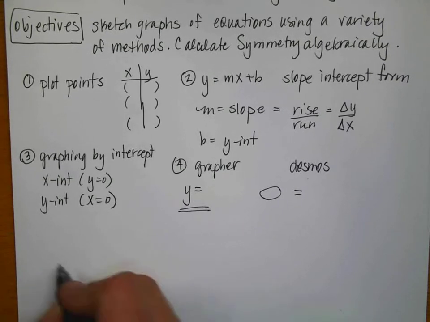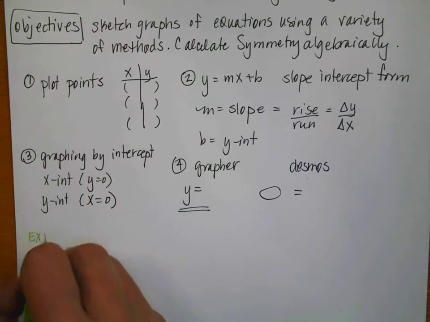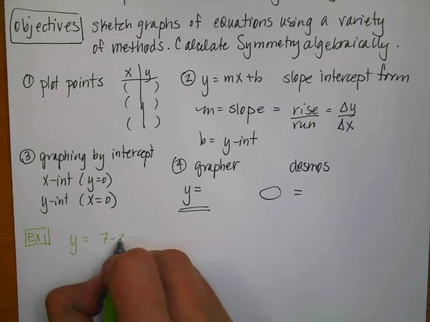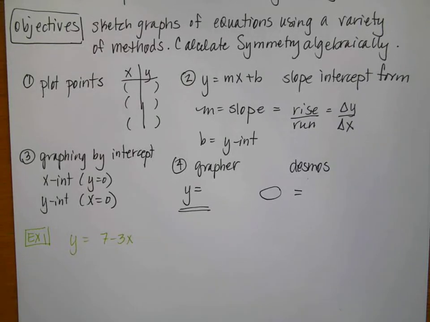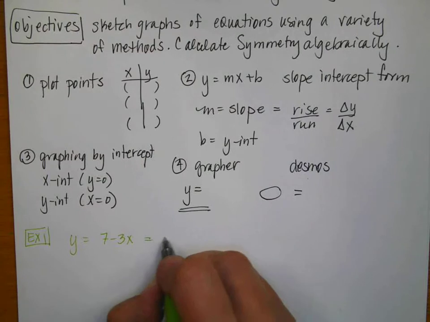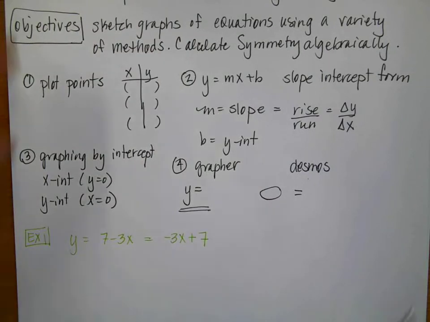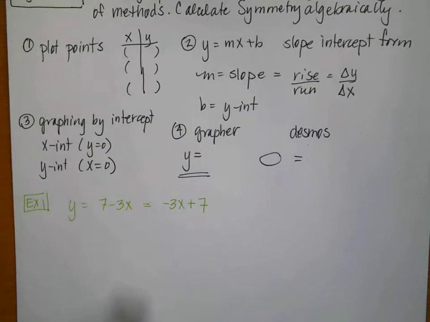All right, so let's just start off with an example. So example number 1, we're going to do y is equal to 7 minus 3x. It's not quite in slope-intercept form, so I'm going to rearrange it, because if it looks like we expect it to, we tend to make less mistakes.